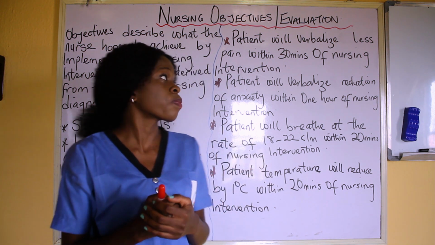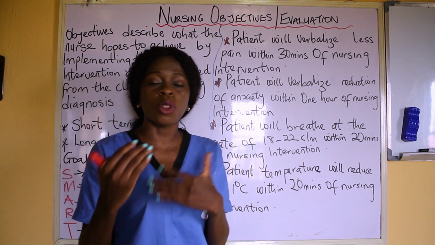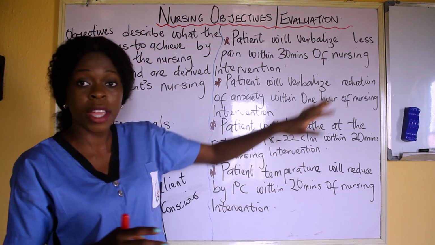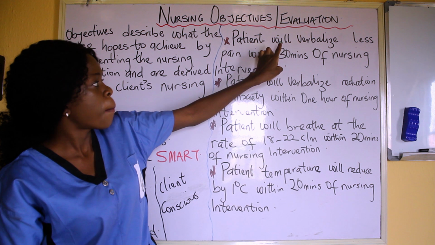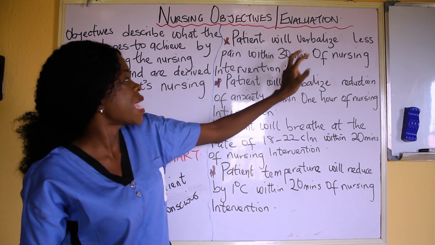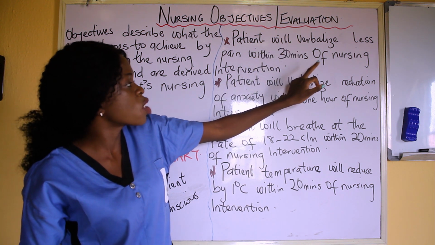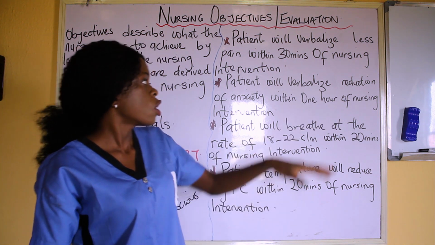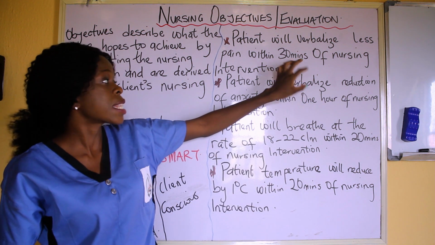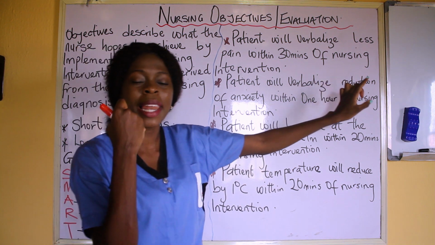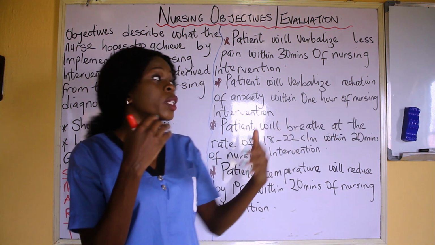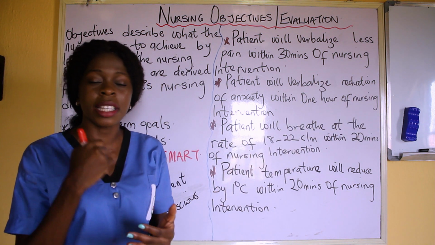You are focusing on the patient and not what you think when writing your nursing objective. So I'll be giving some examples of nursing objectives. The first one I have here is for pain. You can see, patient will verbalize less pain within 30 minutes of nursing intervention. You can see it's time bound. You can see it's specific. We are saying the patient will verbalize what? Less pain within 30 minutes of nursing intervention.